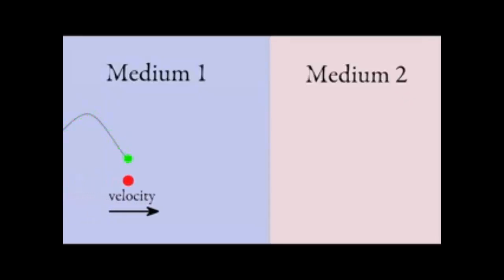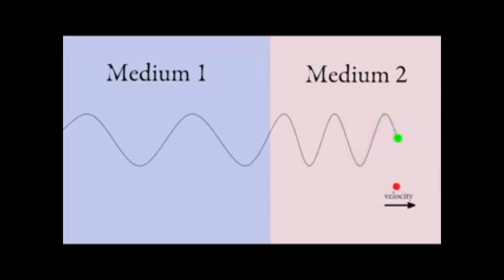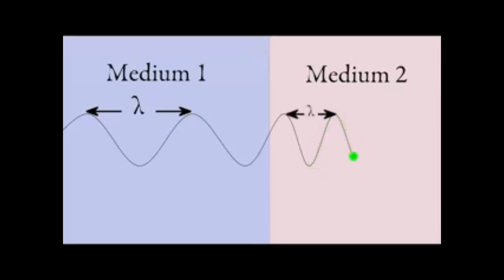Let's look at the velocity now. As the wave travels to the right, its velocity is high. Entering medium 2, its velocity decreases. So if we look at the wavelength, it is the distance from crest to crest. As it enters the new medium, it doesn't cover as much distance in the same amount of time. So the wavelength has become shorter.